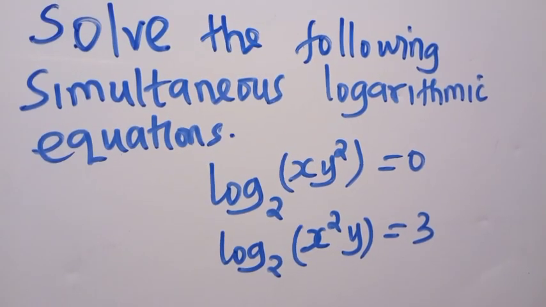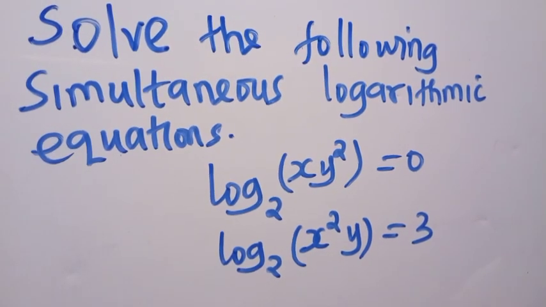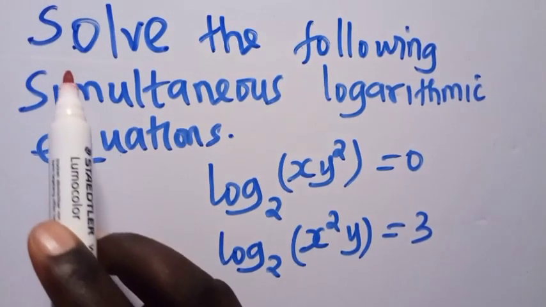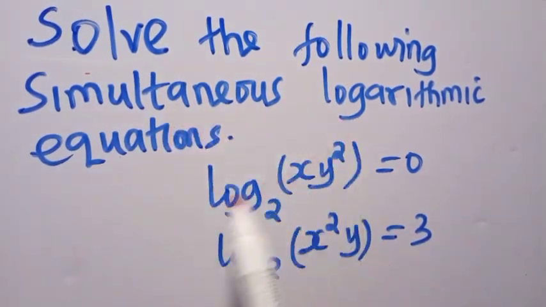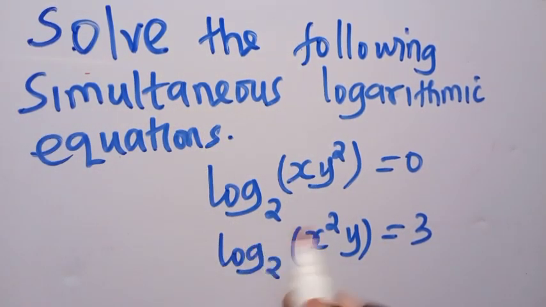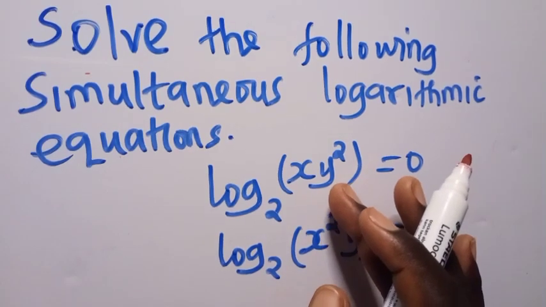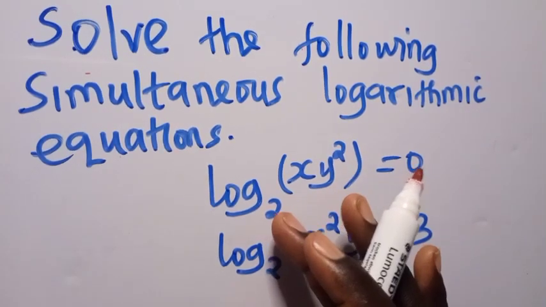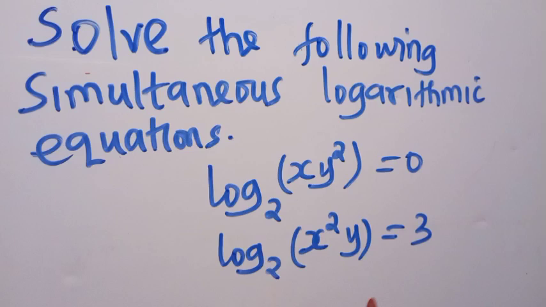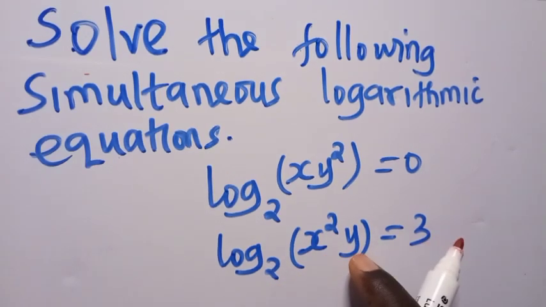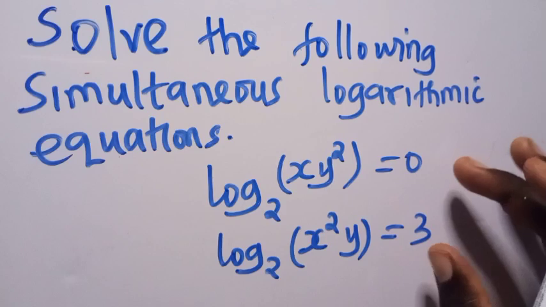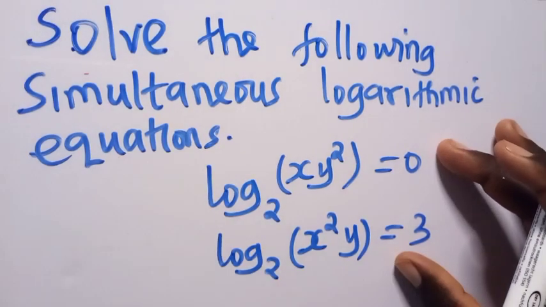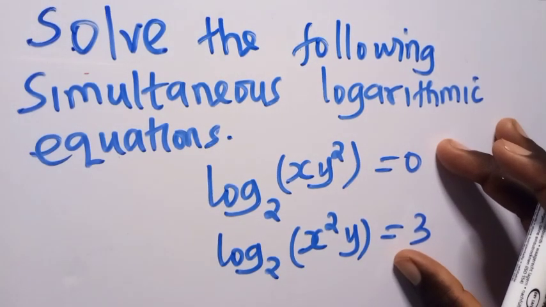Ladies and gentlemen, I want us to have a look at this question. The question is, solve the following simultaneous logarithmic equations. We have the logarithm of xy squared to base 2 equals 0, and also the logarithm of x squared y to base 2 equals 3. Now, how do we solve these simultaneous logarithmic equations?